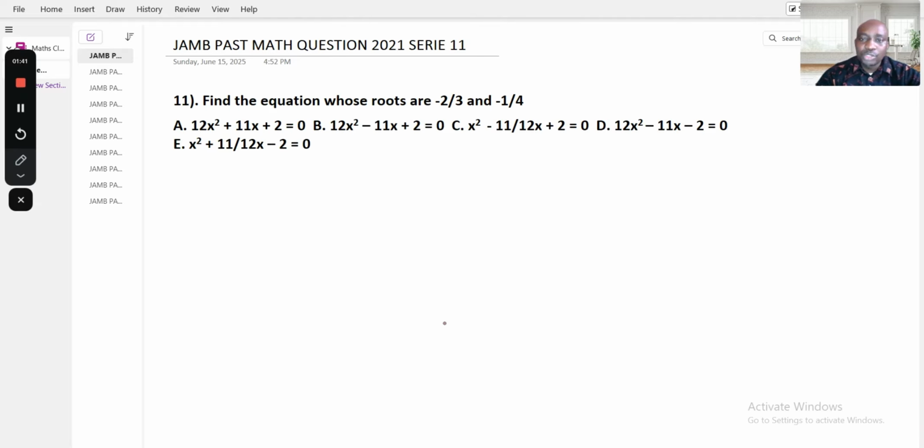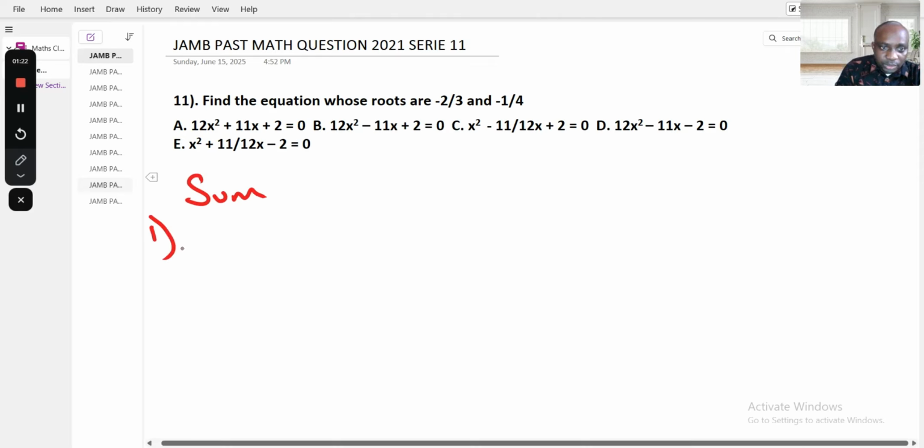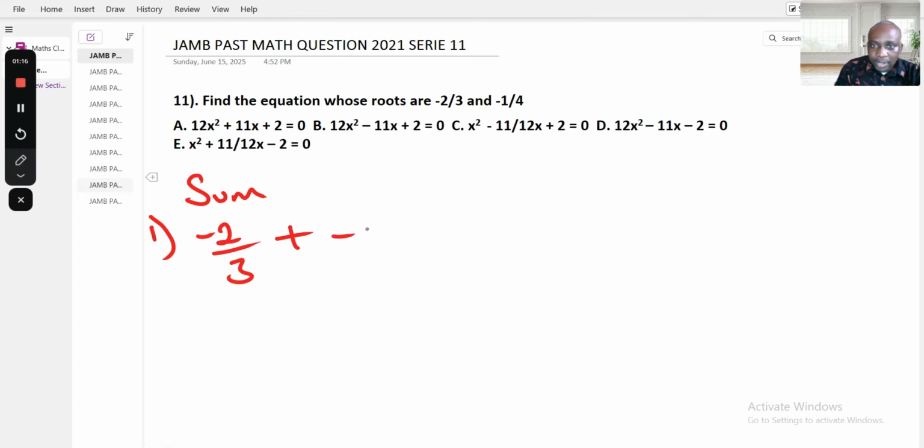The first thing you need to do is to sum them together and use the product together. These two roots, we will sum it and we multiply it. The first one that we need to do, let's sum them together. Sum, which is first one, minus 2 over 3 plus minus 1 over 4.